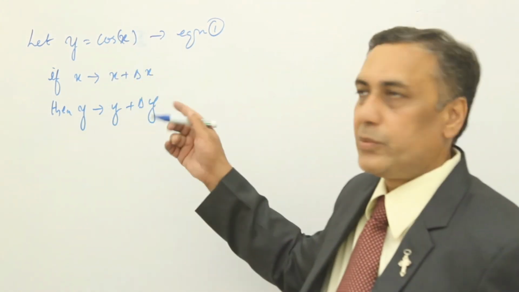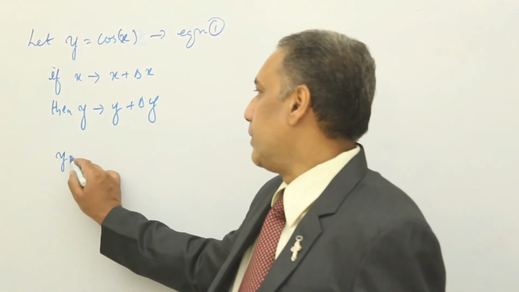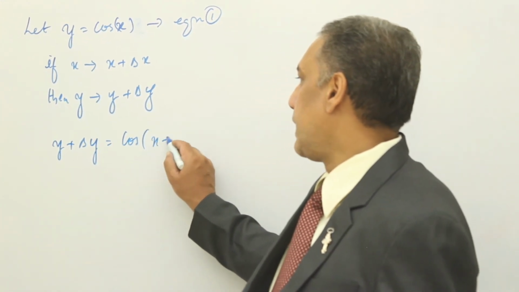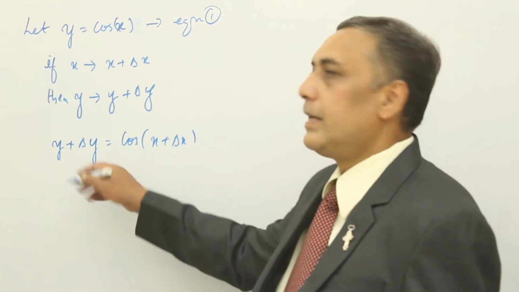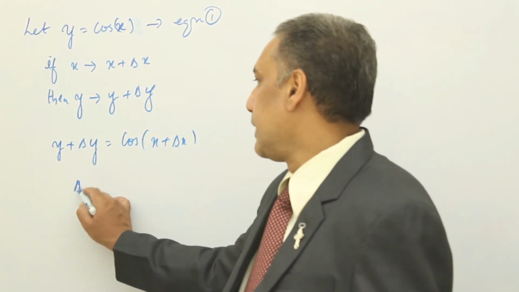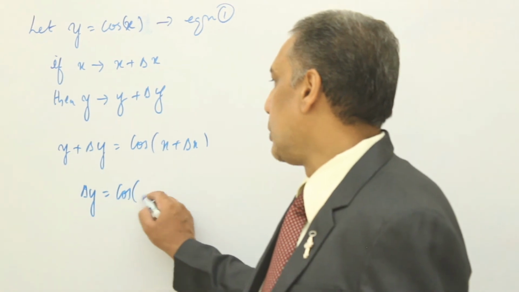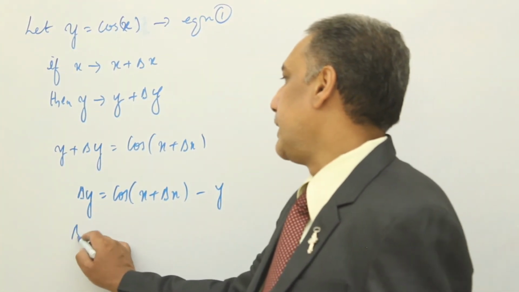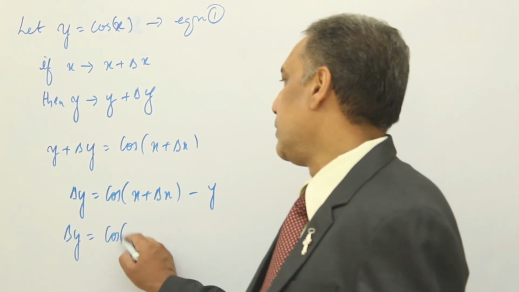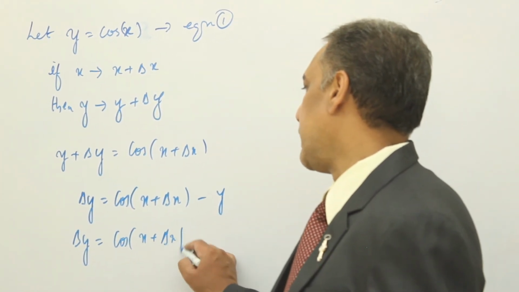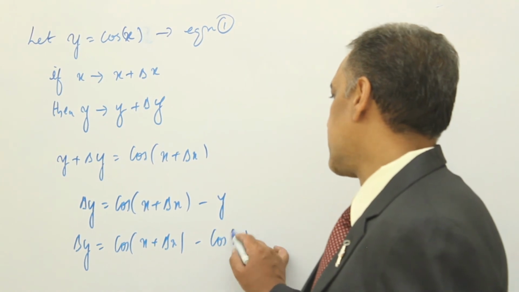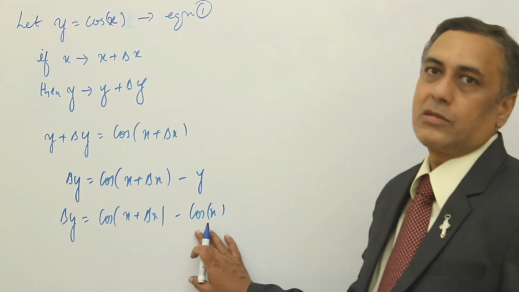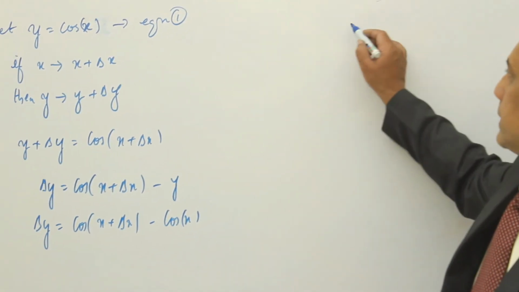Substituting these two in equation 1, we get y plus delta y is equal to cos of x plus delta x. Transposing y, we get delta y is equal to cos of x plus delta x minus y. That is, delta y is equal to cos of x plus delta x minus cos x. So we need a formula for cos alpha minus cos beta. So how do we get this?